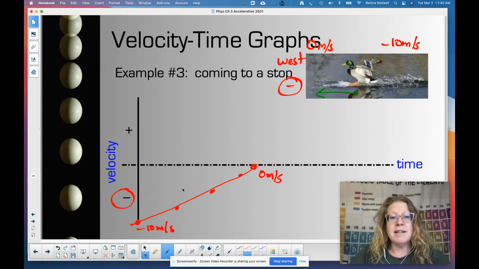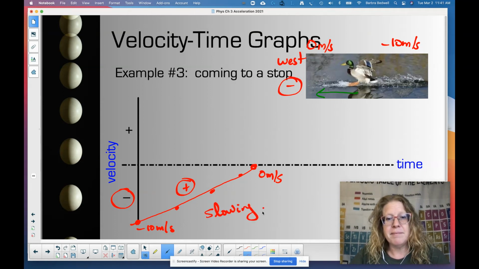So now what does this mean? Negative velocities, and here it has a positive slope. This means he is slowing down. So note, if the signs are different, it means he's slowing down. So again, he's starting at negative 10 and approaching 0, he's slowing down.